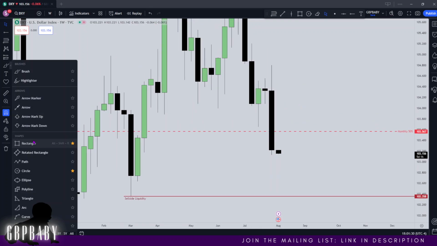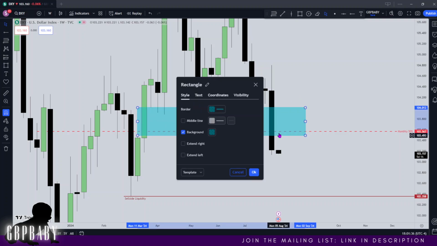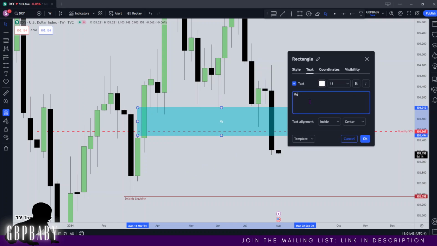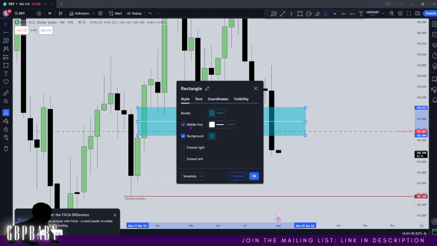Here, there's a very obvious inversion fair value gap between this high and this low. If we drag that out, this is now an inversion fair value gap. Now, why is this an inversion fair value gap? I'll explain that very shortly. Let's just write IFVG. Make that a bit bigger. And I'm also going to mark out the midpoint of that.